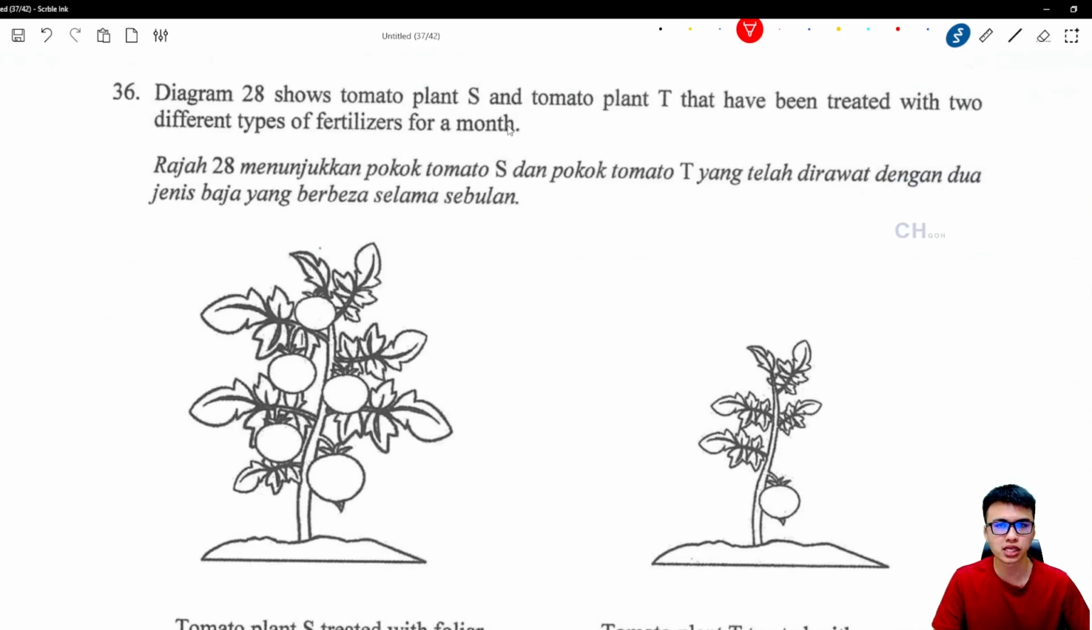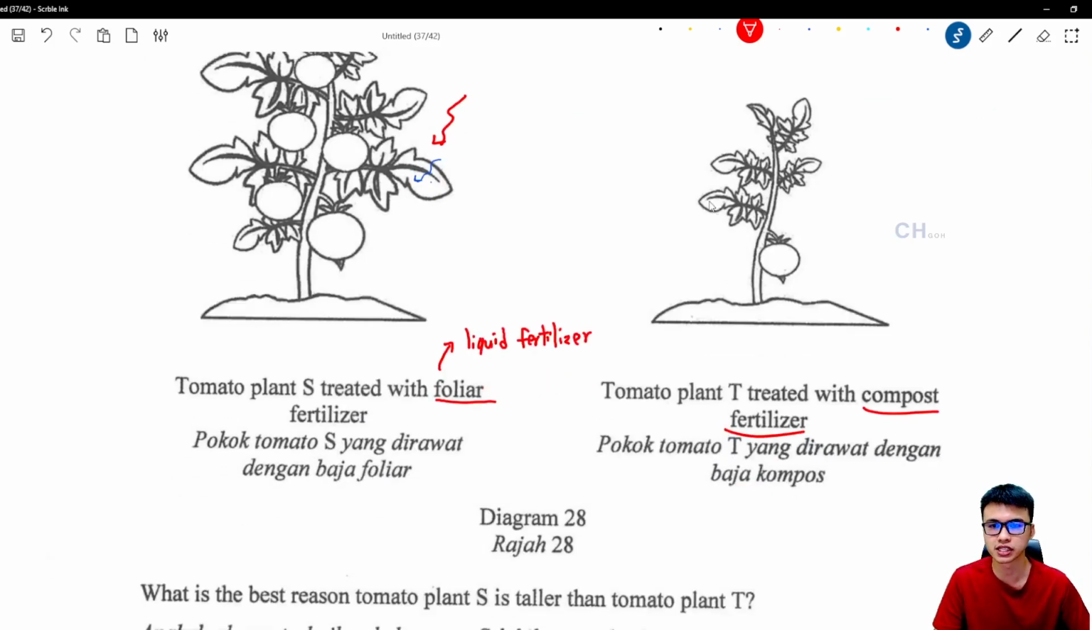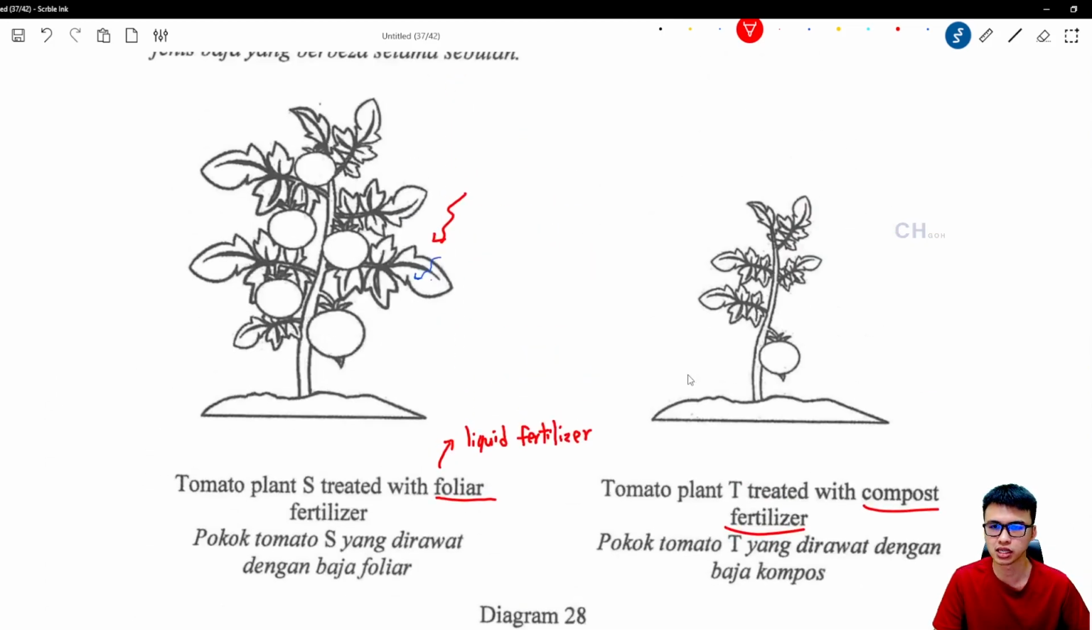Diagram 28 shows tomato plants S and T treated by different fertilizers for a month. Tomato plants S are treated with a foliar fertilizer, and T with compost fertilizer. Now, what is the meaning of foliar fertilizer? You are trying to spray the fertilizer on the leaf so that the leaf will take in the nutrients. It is a kind of liquid fertilizer. So what is the best reason for tomato plant S being taller than tomato plant T? Which means this method is better than the compost fertilizer.